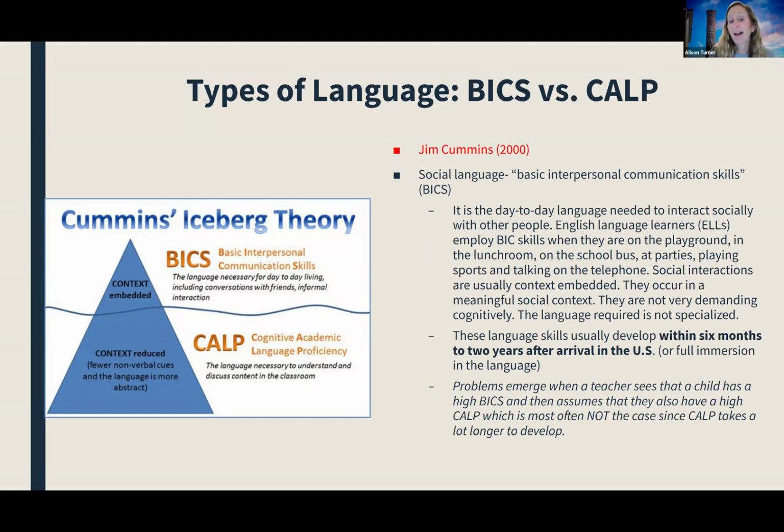Oftentimes, students will have very high BICS and the teacher assumes, well, they must have lots of language, and they don't understand why they're not successful in their other classes. Well, that is likely because their CALP has not developed. So as language teachers, the implications for us is yes, we have to work on BICS, but we also really need to work on developing students' CALP, especially if they're looking for jobs or they're trying to pass a graduation test or certainly if they're in K-12 schooling or college, right?